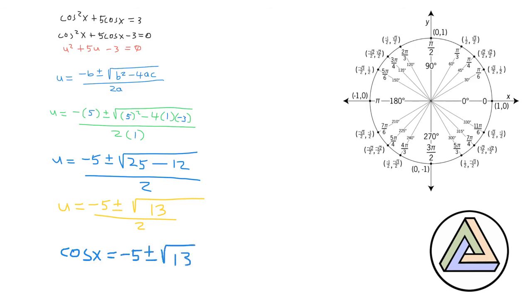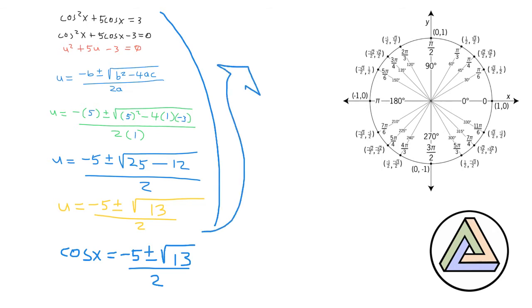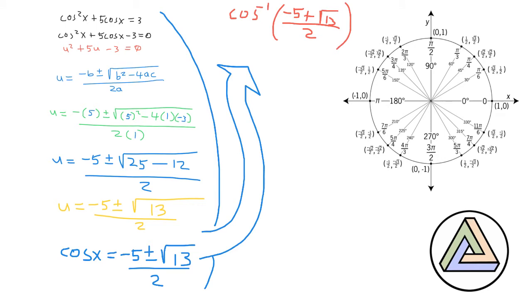So this is going to be a great problem to rely on the calculator, or the graphing calculator. All right, so there's really two equations to deal with. We're going to have the arc cosine of (-5 plus radical 13) over 2, which is something I'm going to plug into the calculator.